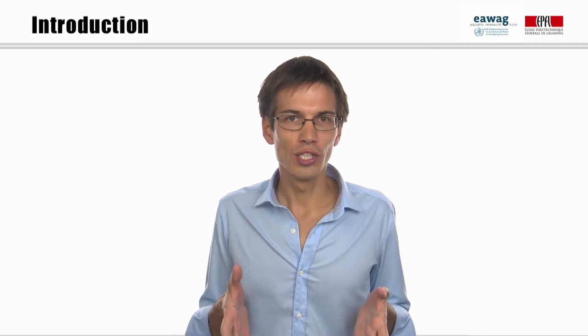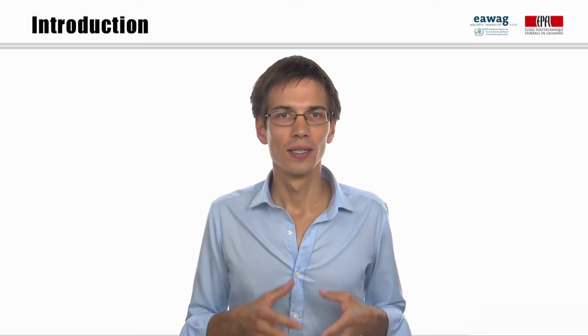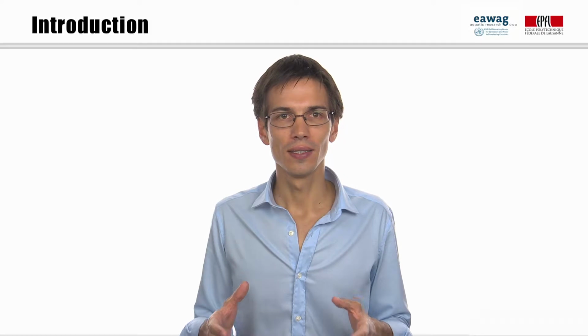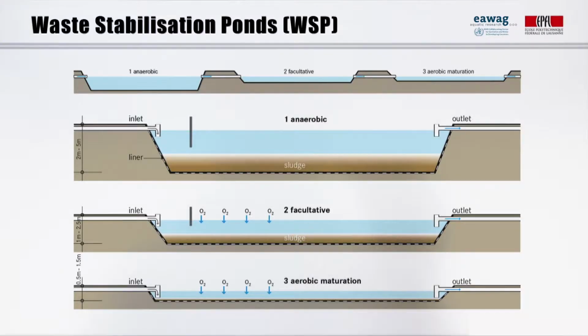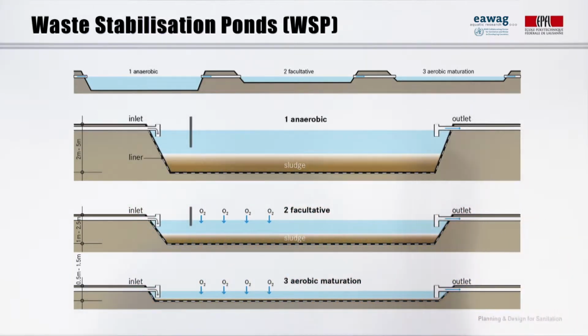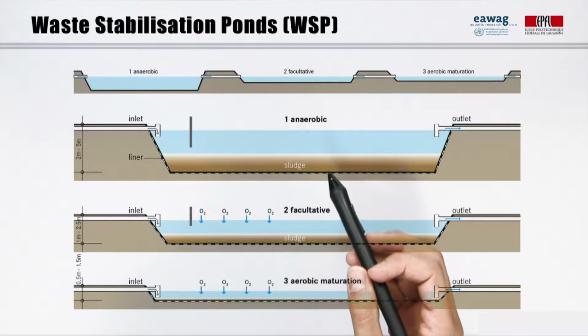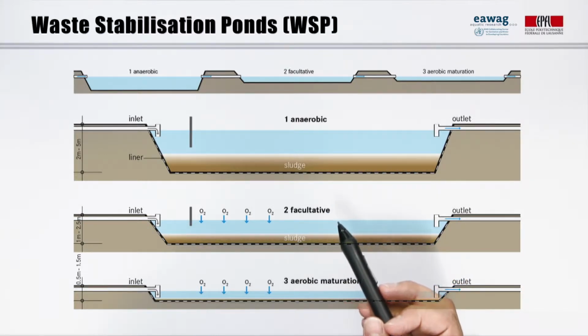Some aerobic technologies try to imitate nature, such as the waste stabilization ponds or the constructed wetlands. Some others are more engineered, such as the trickling wave filter or the activated sludge. Let's start with the waste stabilization ponds or lagoons. It is a system that consists in a succession of ponds with different functions. First, one anaerobic pond, then one or two facultative ponds, and finally one or two maturation ponds.